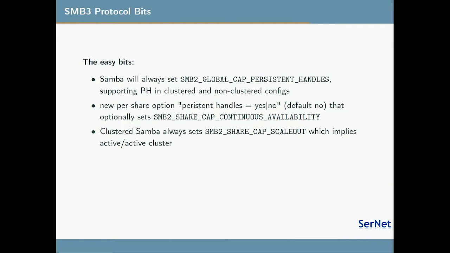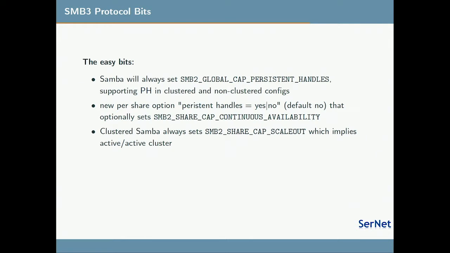Then later when the client connects to a share, there's another option where the server then actually says, okay, I support it for you on this share, so you can actually request and get persistent handles. And that's the share capability continuous availability. In Samba, there will be a new per share option, persistent handles, yes or no, which defaults to no.